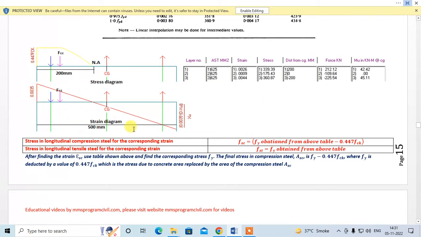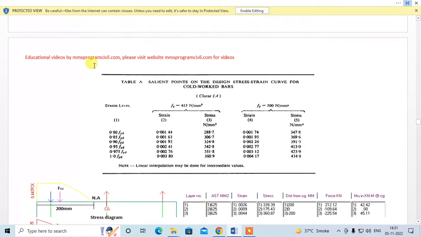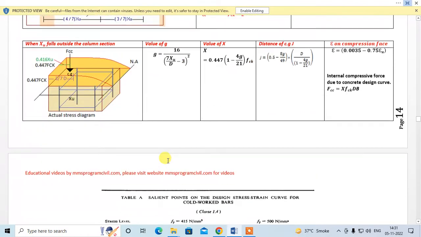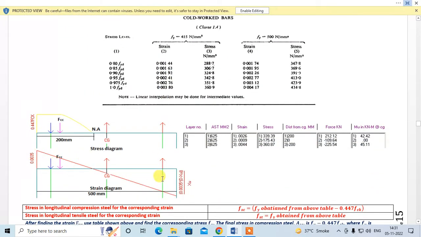Now we have to find the strain. When the neutral axis is within the cross section, we know that we will be using this strain diagram, right? The strain on the compression face is 0.0035 and the strain on the other face is 0.0035 into (d minus Xu) divided by Xu, right? So that is what I have written over here. From the principle of similar triangles, you can find the strain over here, over here, and over here, right? So the strain over here is 0.0026, over here is 0.0009, and over here is 0.0044, right? Once you know the strain, you can find the stresses, right? Our steel is Fe415, so we will use this table.